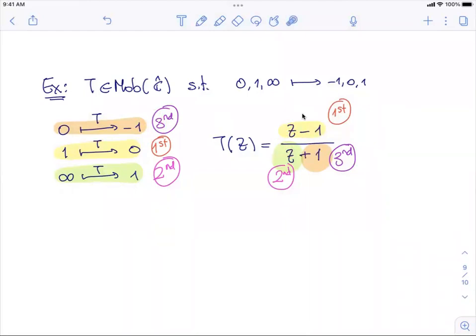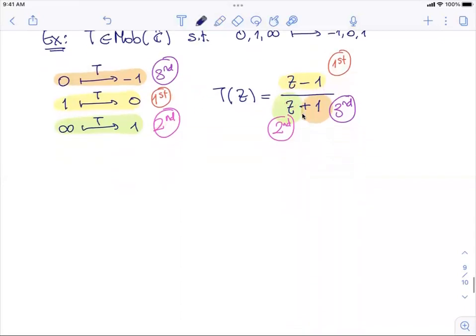In this case, let's check one more time. 1 goes to 0. This goes to 0. This is 1 + 1, 2. 0 divided by 2 is 0. Nice. Infinity goes to 1. Also nice. And 0 goes to -1. Also satisfied. So this is our mapping.